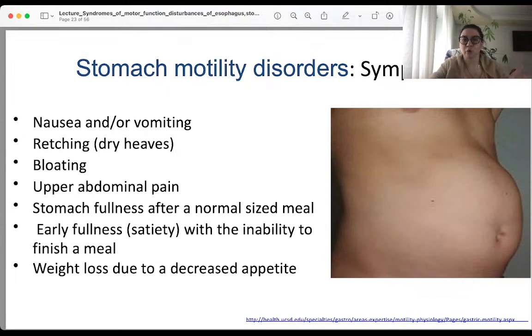Let's discuss the general symptoms for all stomach motility disorders. Often it can be nausea and vomiting. It can be retching or dry heaves. It can be bloating; you see in the picture how enlarged the abdomen can be. It can be upper abdominal pain and pain in other locations. It can be irradiation to other parts of the abdomen. It can be stomach fullness after a normal-sized meal. It can be early fullness or satiety with the inability to finish a meal, and weight loss due to a decreased appetite.